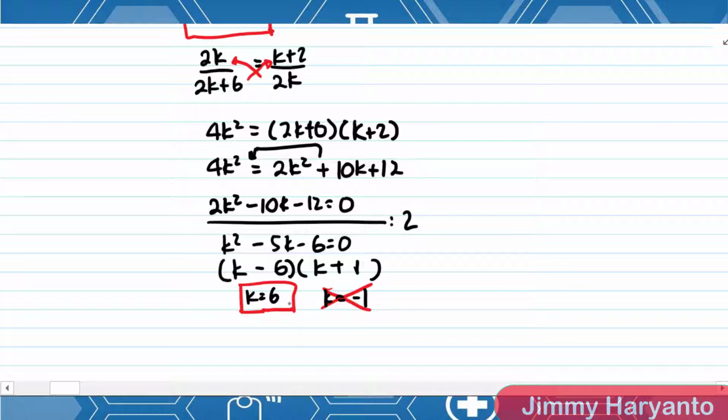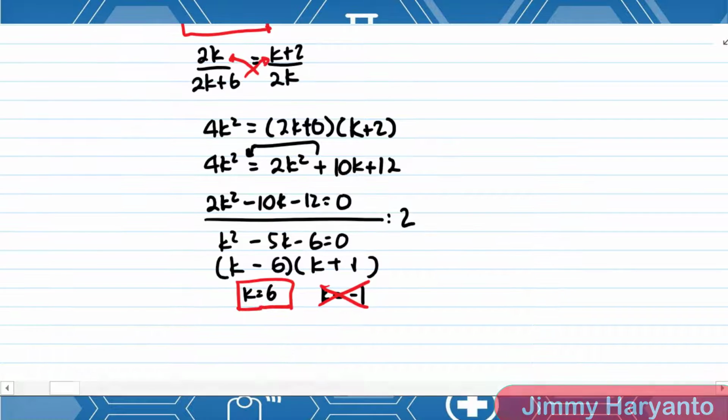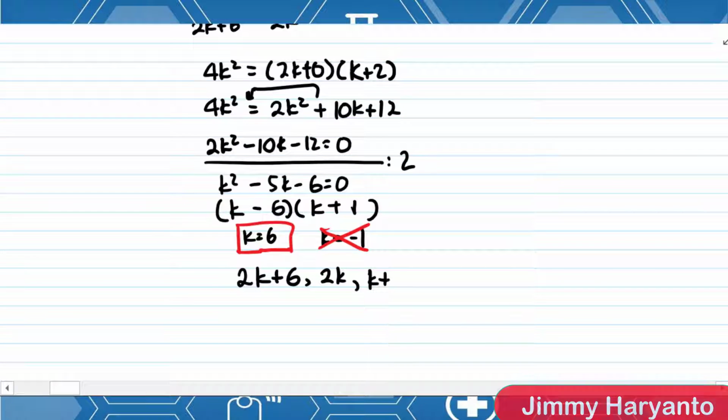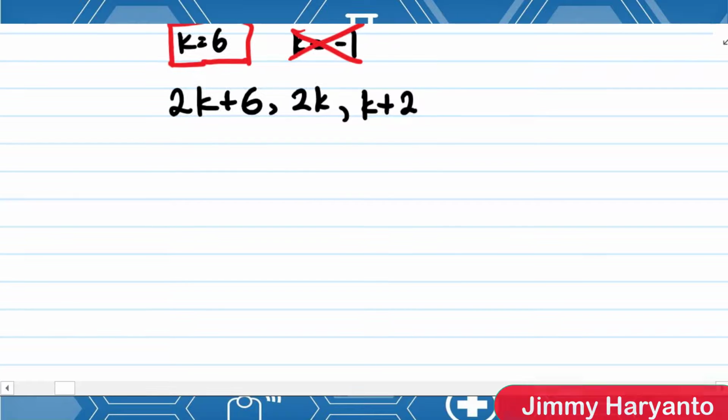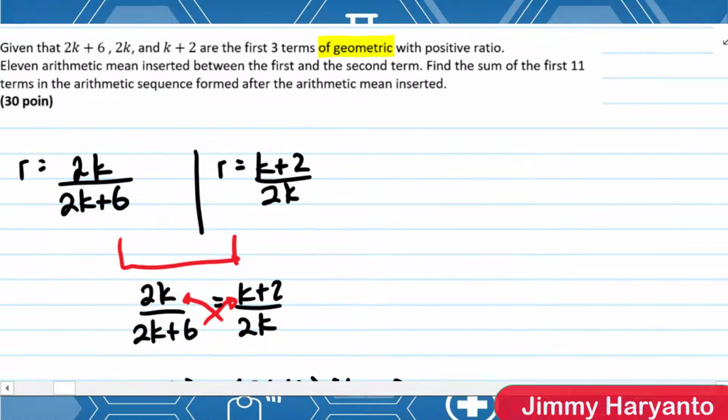So after you get the 6, you have to put the 6 into the sequence. The sequence earlier is 2k plus 6, comma 2k, comma k plus 2. So we will have, with k equals 6, 12 plus 6, 18, and then 2 times 6, 12, and then 8.